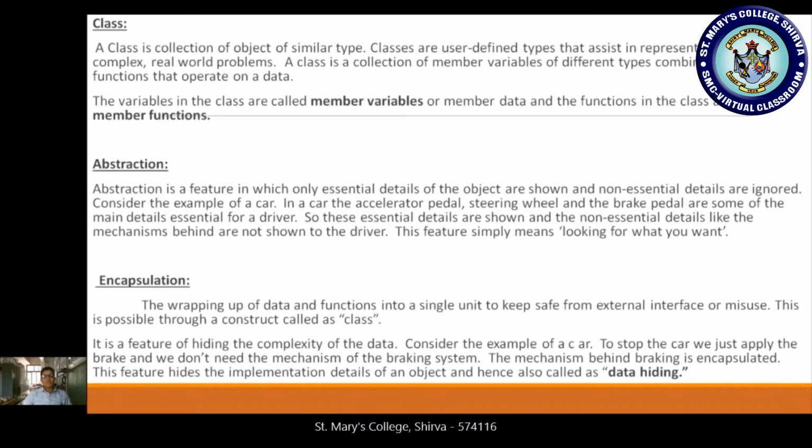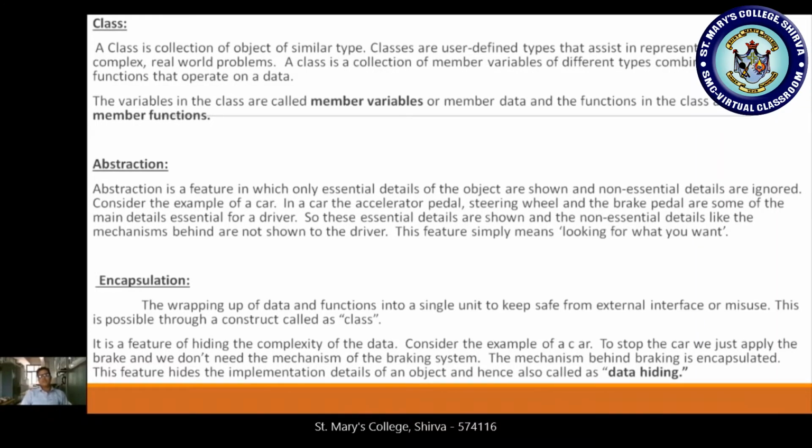So the essential details are shown, and non-essential details like the mechanism behind are not shown to the driver. Whenever I am applying the brake to the car, the brake object has to be displayed and shown, and whatever the mechanism, if I hold that brake, how it stops the car is not essential for us. In the same sense, this is called an abstraction.